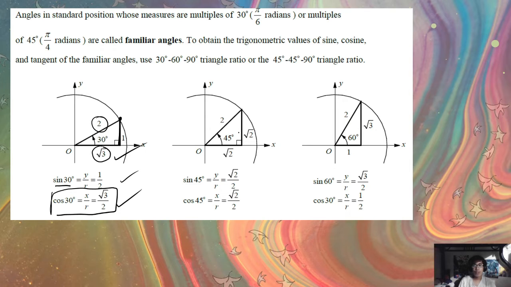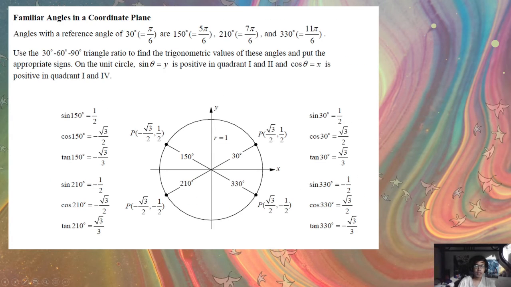For the sine of 45, this is very familiar to you guys, especially in the 45, 45, 90 triangle ratio. So we still maintain the same values. And if you try to see a pattern here, try to look for a pattern. For sine 60, that's going to be y all over r, which is square root of 3 all over 2. And for cosine of 60, that's x all over r, which is equal to 1/2. So these are the familiar angles in our coordinate plane.